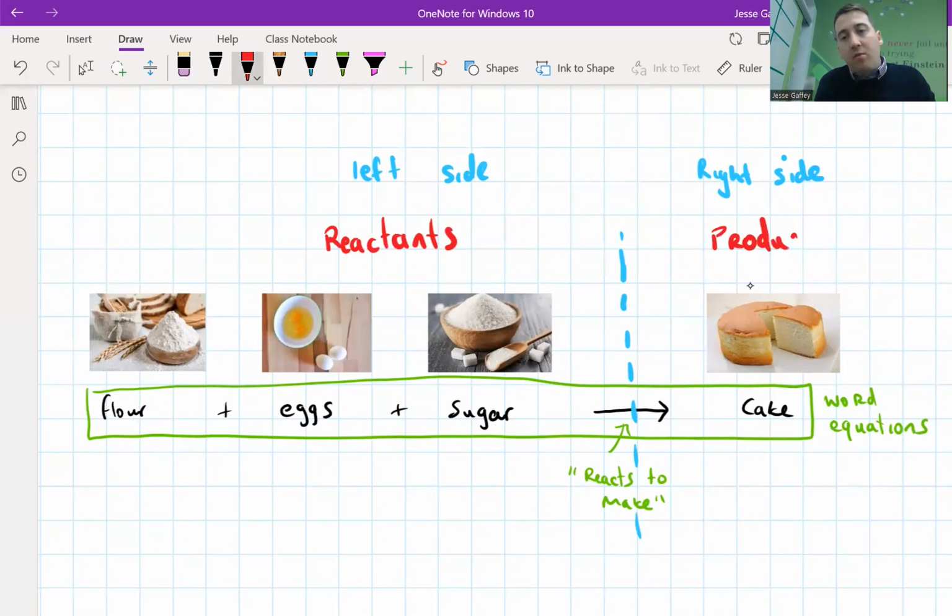And the reason why they're called the products is it's got the word produce in it, produce. And obviously things that get produced are things that get made. So the products are the things that get made in the chemical reaction.